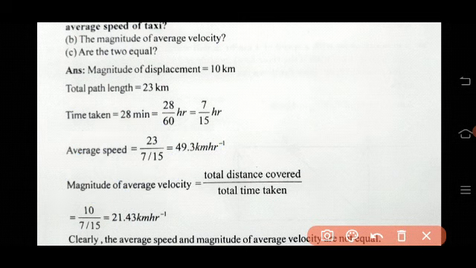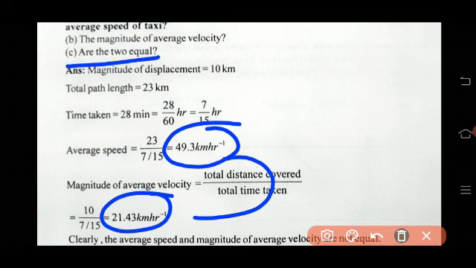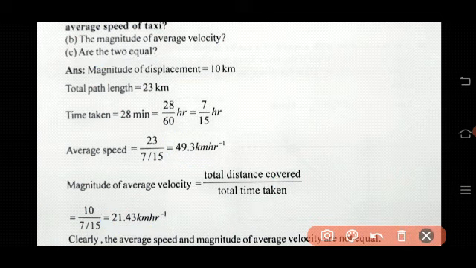So now what is the third question? Are the two equal? Just compare the values. Average speed is 49.3 km per hour, but average velocity is 21.43 km per hour. It is clear that both are not equal.